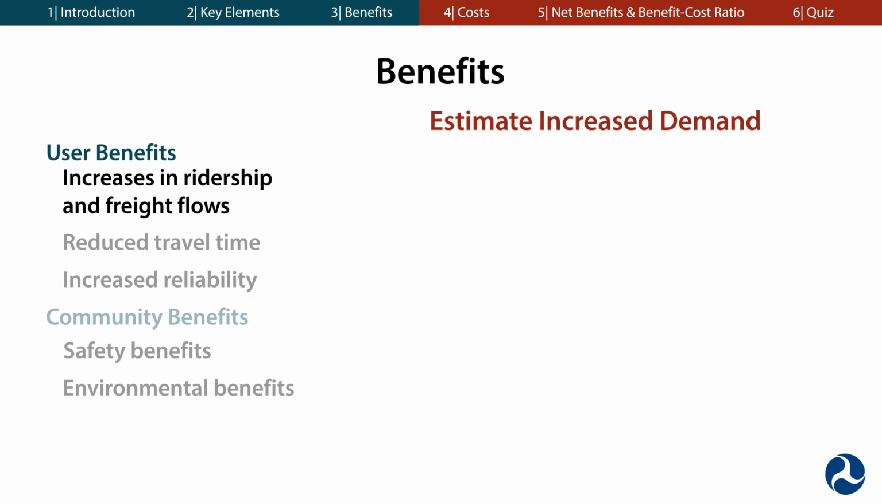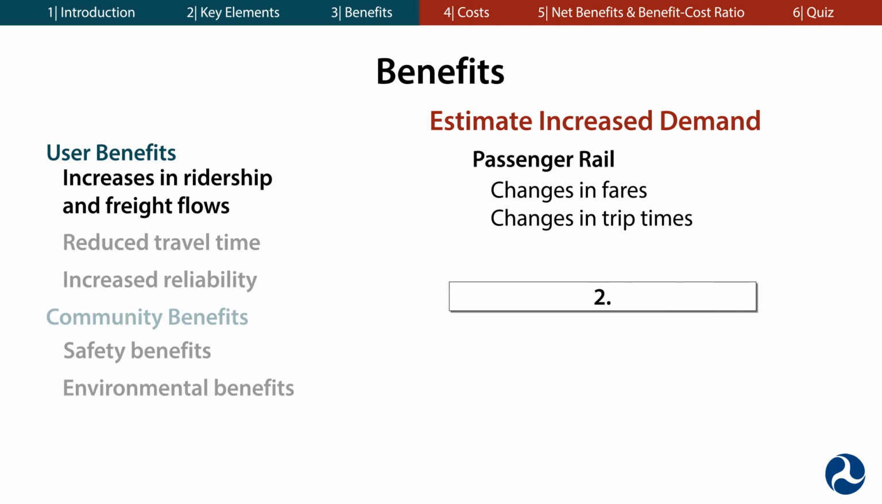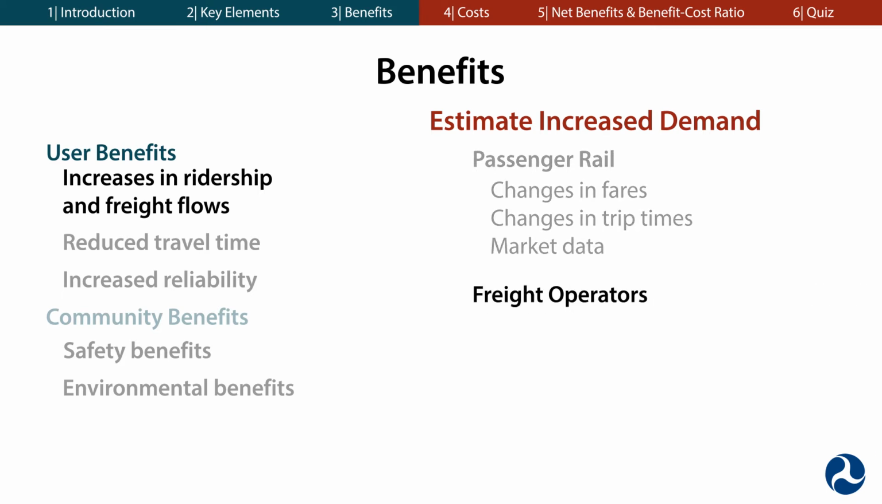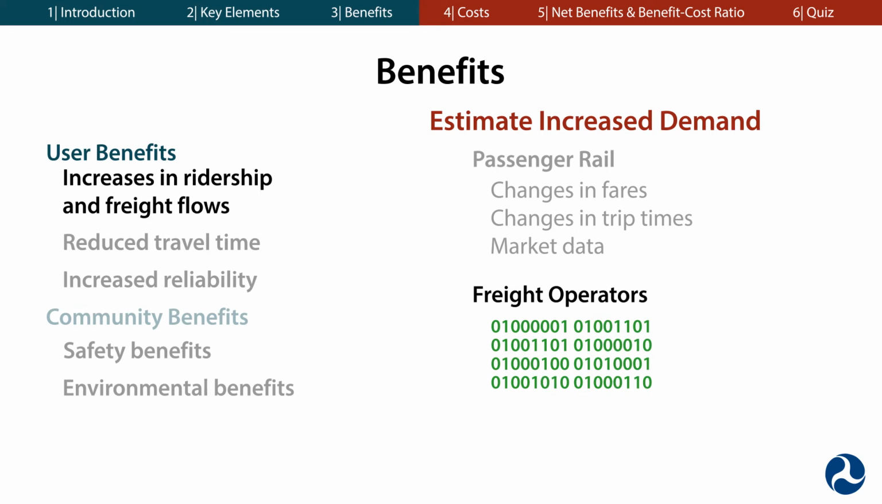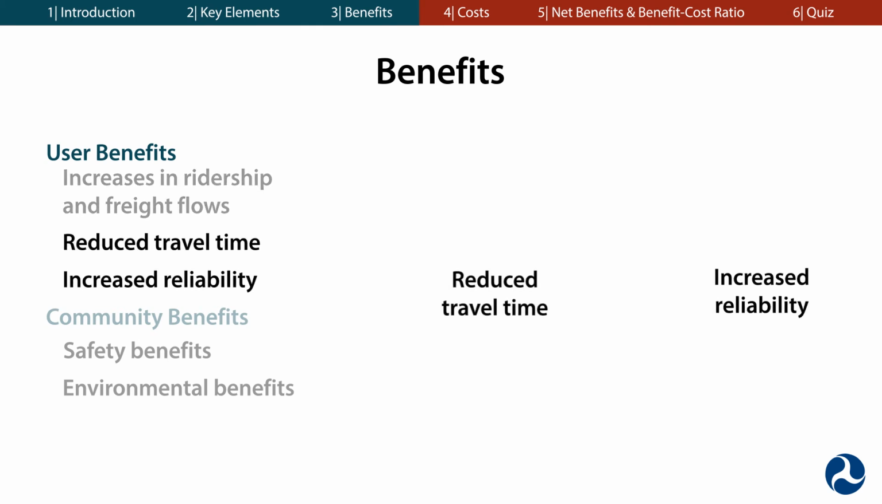Estimating increased demand from the improved service can be difficult. There are a number of sources that can help you figure this out. First, you may be able to estimate ridership increases based on your past experiences in changing fares, trip times, and other factors. You may also be able to use market data, such as rider surveys. In terms of freight rail, freight operators may be able to share their data. Usually they'll have market data showing changes in demand associated with changes in freight rates and delivery times. You may also need to use travel demand models and traffic simulation models to better understand the freight flow impacts of your project.